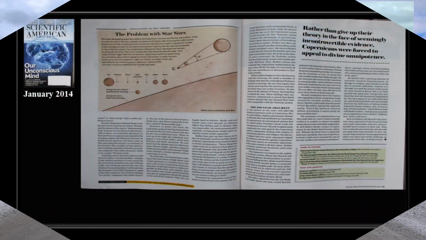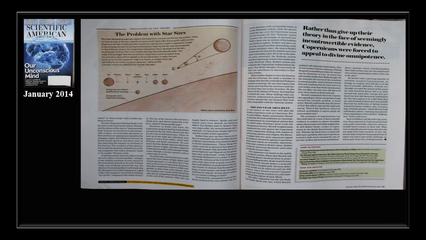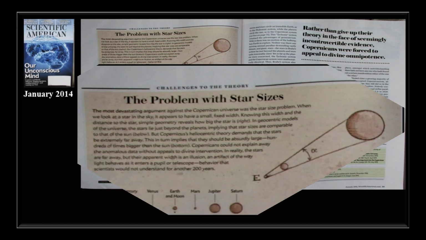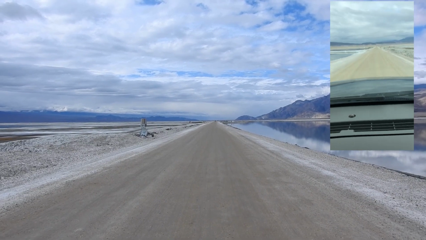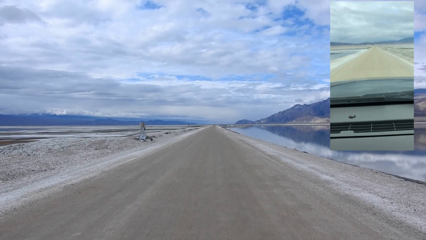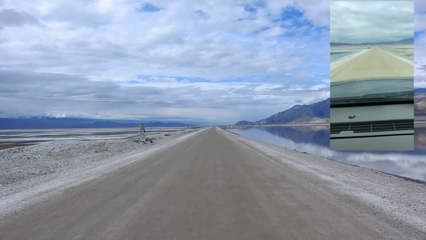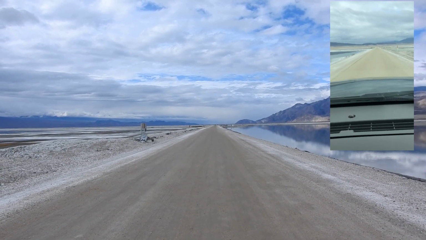Scientific American did an article about the problem with star sizes, and the problem that evolutionists have is if the stars are what they say they are, and if they are where they say they are, there's a huge problem because, as you see with this experiment, the car is still the same size car. But notice how small it looks at just 1 mile. And notice how you cannot even see the headlights at 1 mile.